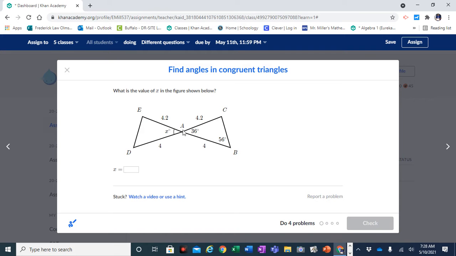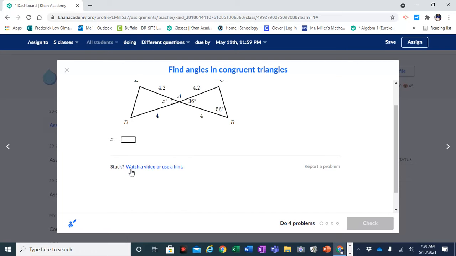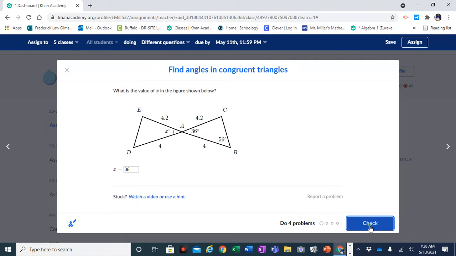So when we're looking at this picture here, we see the 36 degrees, and then we see that this is across from it. So it's a vertical angle. And we know that vertical angles are supposed to be equal. So that should be 36 degrees.